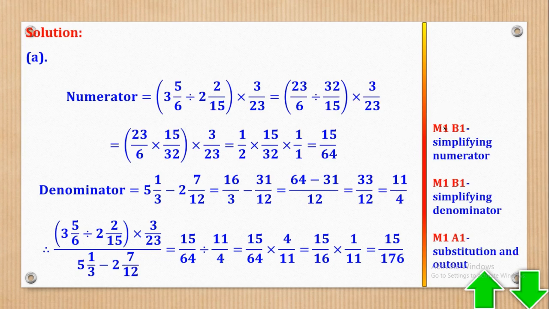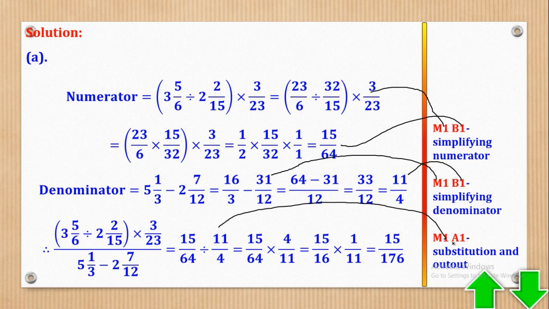So M1 for simplifying the numerator. Then M1 and B1: M1 to get the improper fractions and B1 for simplifying. Then M1 for substitution and A1 for output. So this was supposed to be P to mean output. So that was part A.